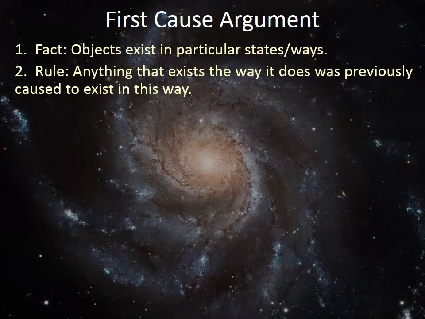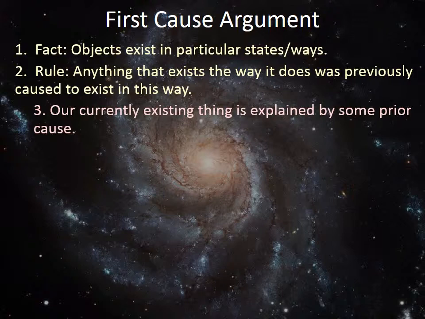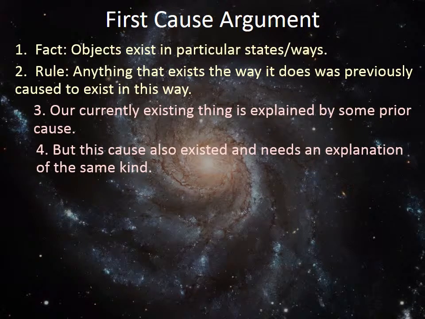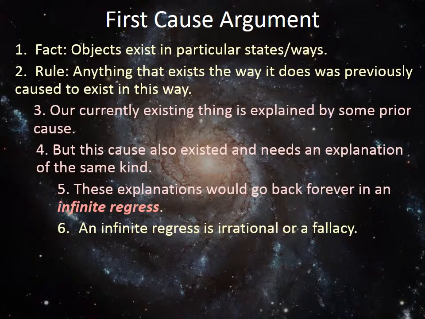This isn't an issue with living things only. One might talk about how your chair was caused to be, for example. This gives us the rule that any existing thing needs to be caused by some prior thing. Our current existing thing can only therefore be explained by some previous cause. But each previous cause needs an explanation that can only come through another prior cause. But this kind of explanation would go back forever. Then we have the premise that an infinite regress is impossible or irrational.